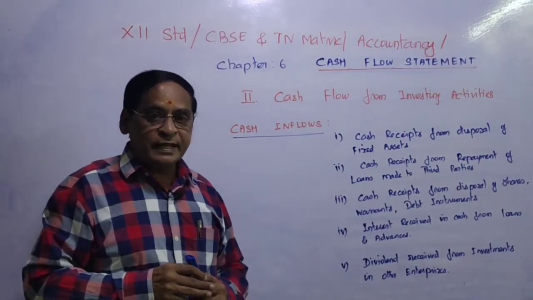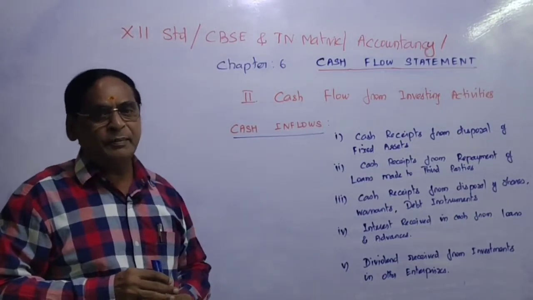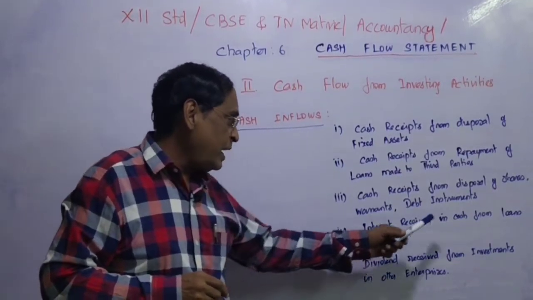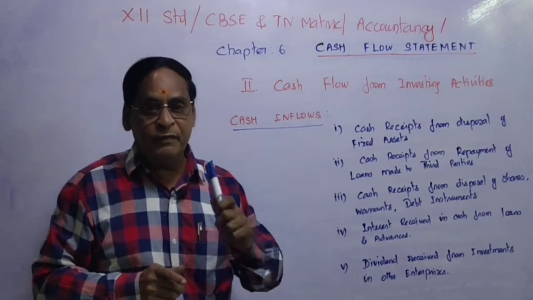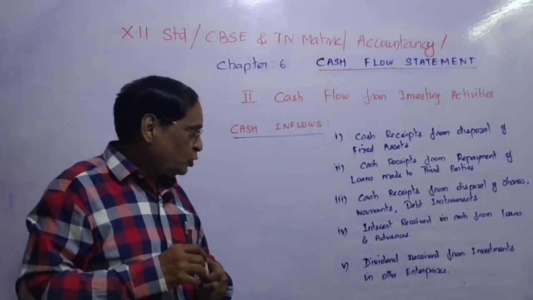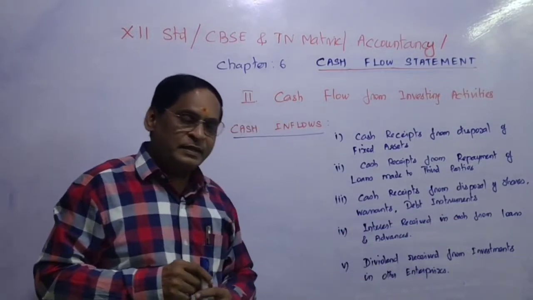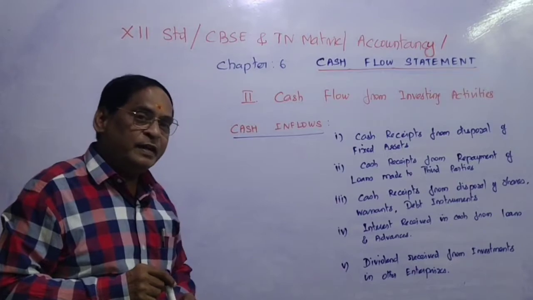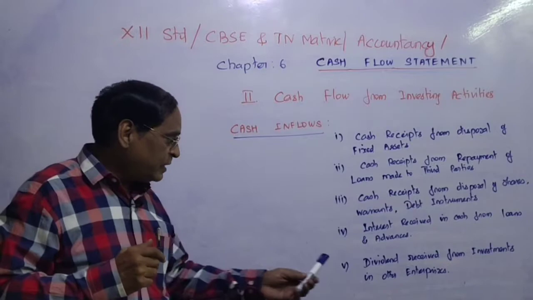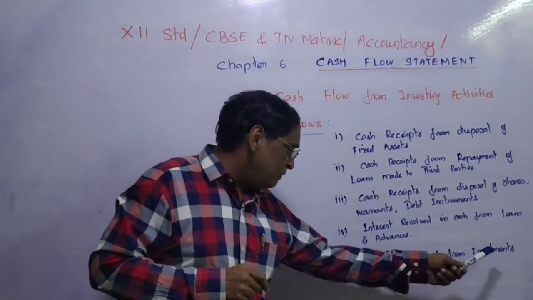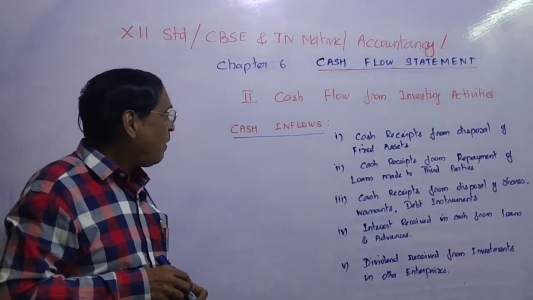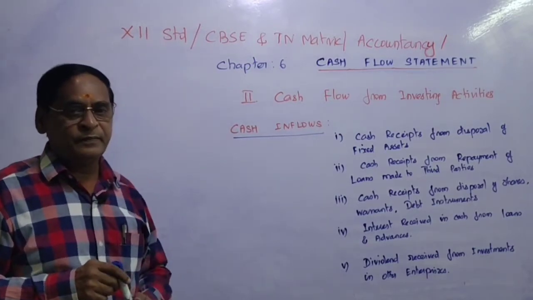For example, if we sell shares, warrants or any debt instruments, we will receive cash. And then interest received in cash from loans and advances: if we have already given a loan, the interest on it we will receive now. And then if there is any dividend, for example, if we have invested in another company's share capital, we will receive periodic dividends. So dividends received from investments in other enterprises. See, these are the main important instances of cash inflows into our business.